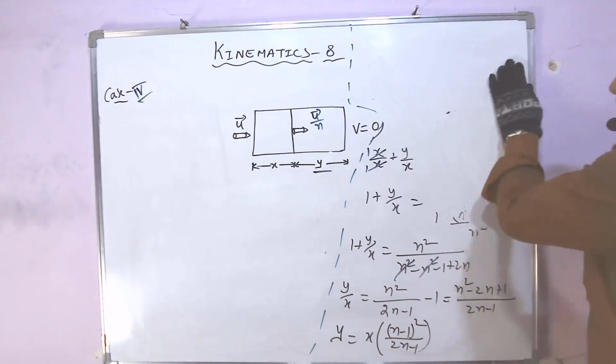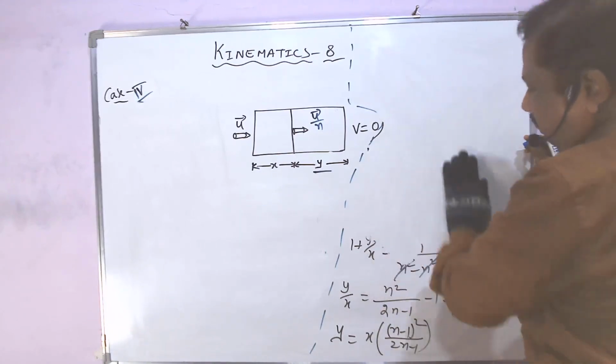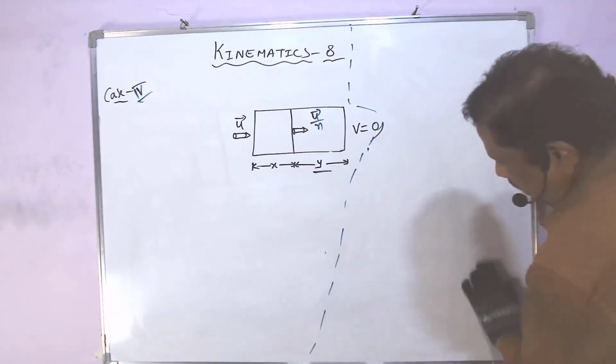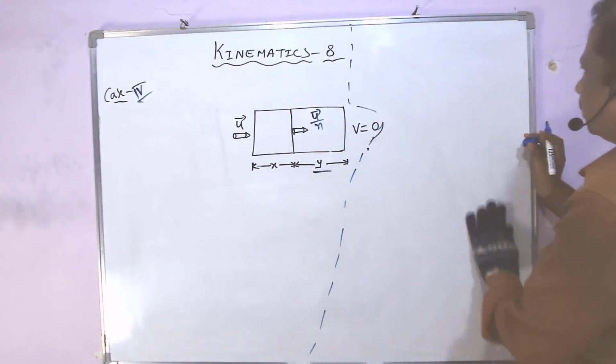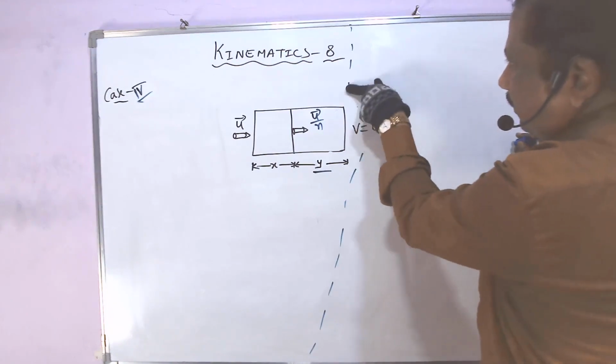Then how much distance does this bullet further have to travel to stop in the wooden plank, so that its final velocity becomes 0? This we are going to calculate here.